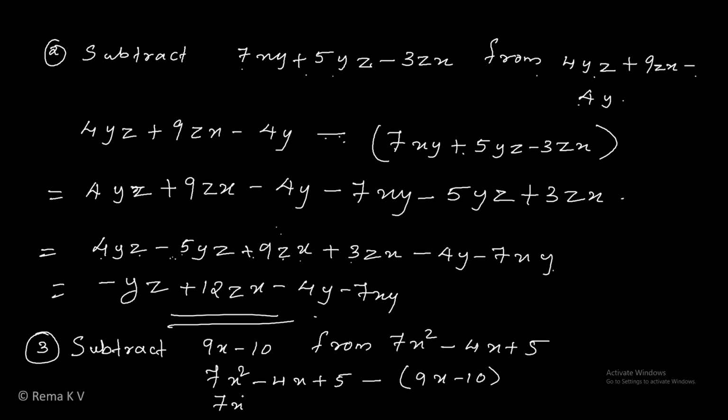So we can write this as 7x square minus 4x plus 5. Then minus 1 into plus 9, it is minus 9x. Minus into minus becomes plus 10. Now group the like terms here. First term 7x square, not having any like term to it. So minus 4x minus 9x, these two terms are like terms. Then plus 5 plus 10.